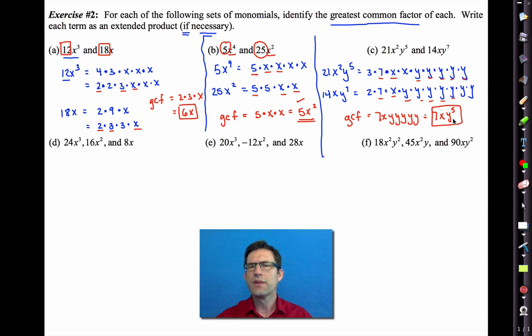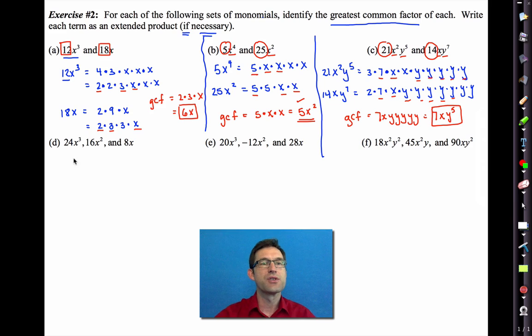Now, let's talk about that shortcut, right? We look at 21, we look at 14, and we come up with the largest number that divides into both of them nicely. That's 7. Then we look at x squared and x to the first. The largest power that is common to both is x to the first. Then we look at y to the 5th and y to the 7th, and the largest power that's common to both is y to the 5th. So 7xy to the 5th.